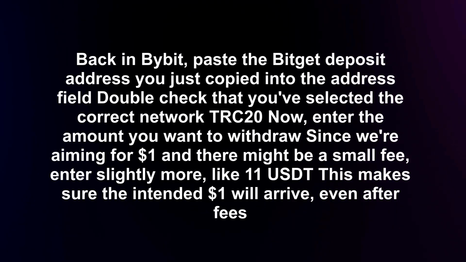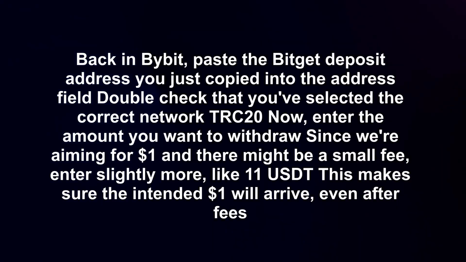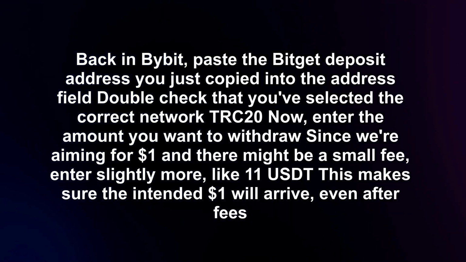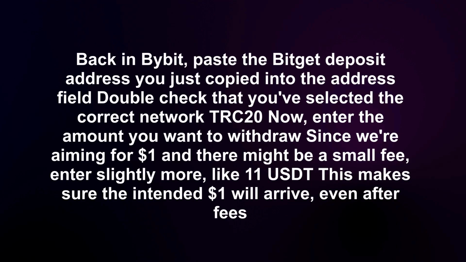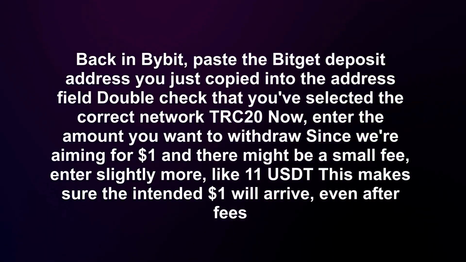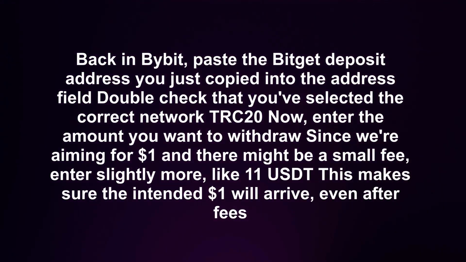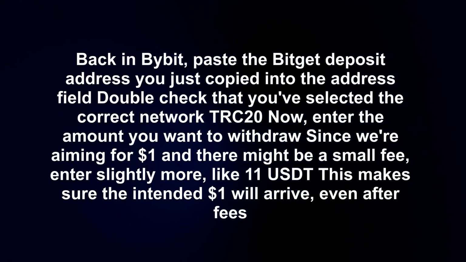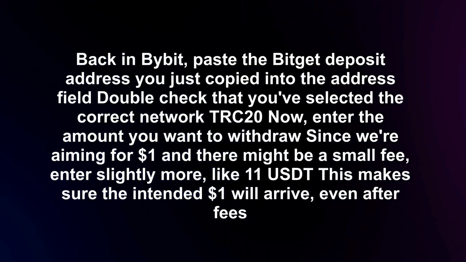Back in Bybit, paste the Bitget deposit address you just copied into the address field. Double check that you've selected the correct network, TRC20. Now, enter the amount you want to withdraw. Since we're aiming for $1 and there might be a small fee, enter slightly more, like 11 USDT. This makes sure the intended $1 will arrive, even after fees.